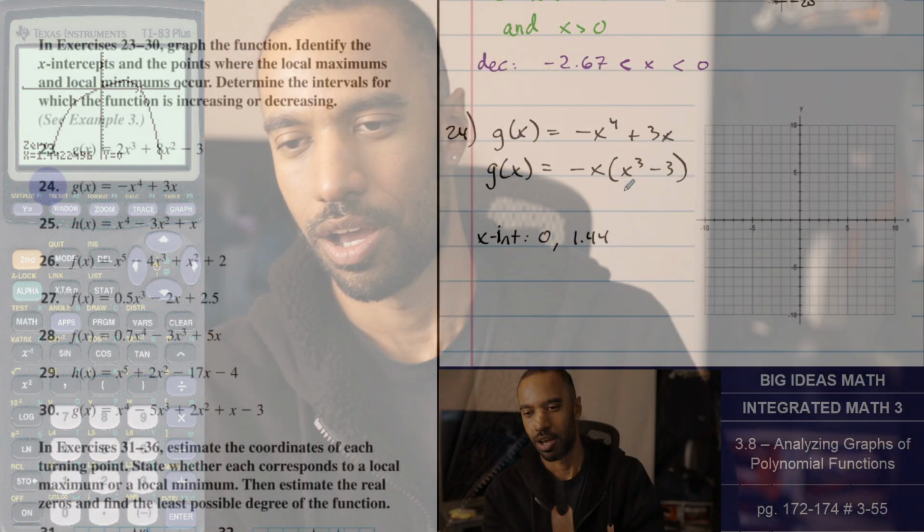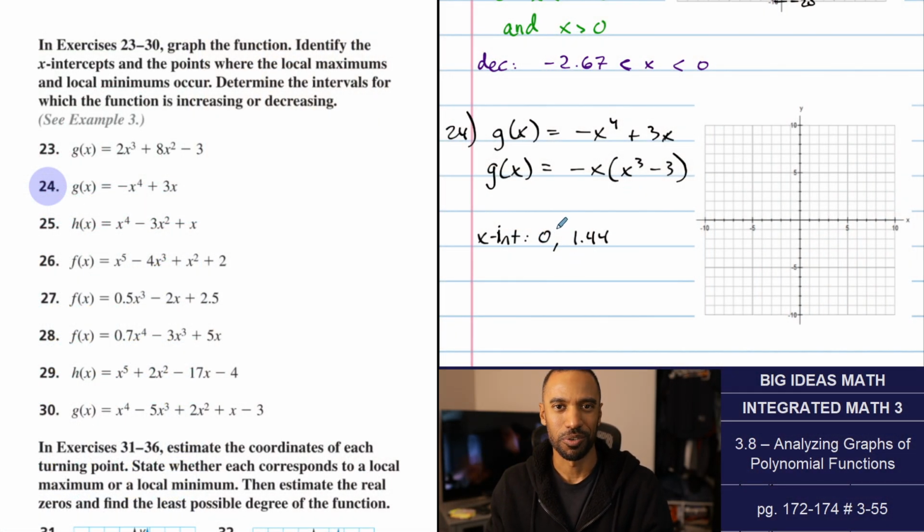Yeah, looks like it's supposed to be that. And let's guess, that's that number, 1.4422. I'll put 1.44, whatever. Although I kind of felt like I wanted to put cube root of 3. All right, those are the x-intercepts. So we have this one and about this one right here.